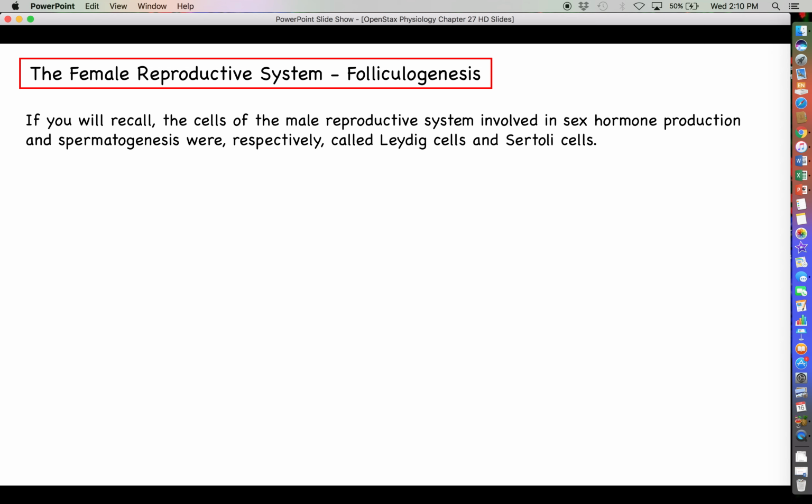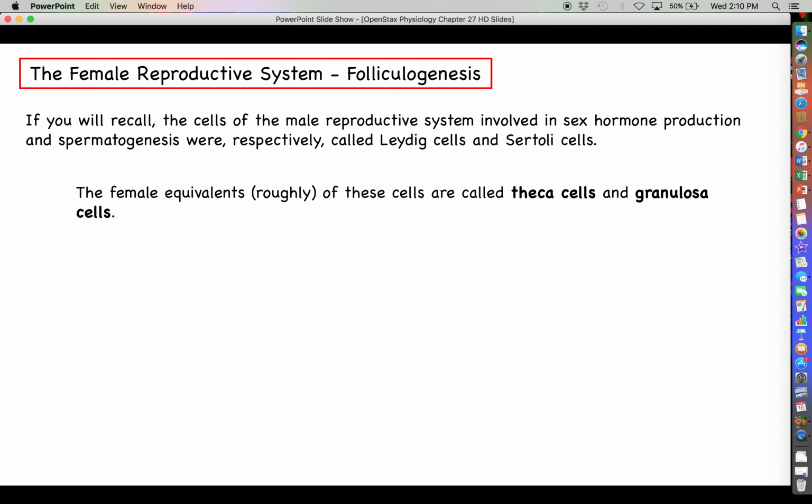So again, if we look back on our discussion of the male reproductive system, the two major players here were called Leydig cells and Sertoli cells. The Leydig cells responded to luteinizing hormone and produced testosterone, and the Sertoli cells responded to follicle-stimulating hormone and helped us start the spermatogenesis process. We do not have perfect analogs here in the female reproductive system, but we come pretty close.